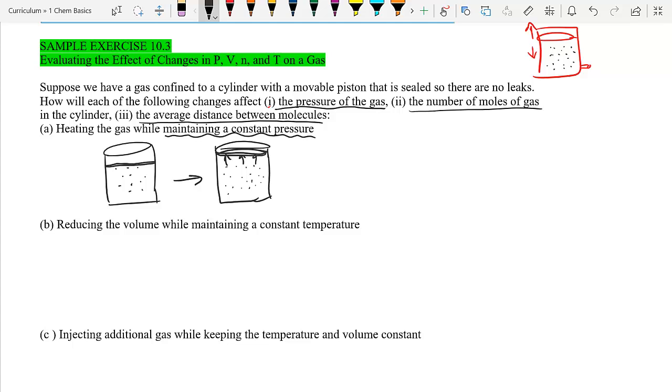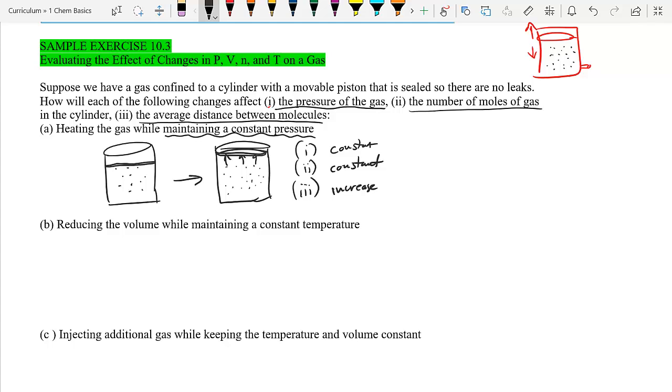Okay, so once again, if I consider part 1, the pressure is going to be constant. Second consideration was number of moles of gas. That is also unchanging. We didn't add or remove any of the particles. But for number 3, in this situation, the distance is going to increase between particles. The distance goes up. Now, our situation B, we're going to reduce the volume while maintaining a constant temperature.